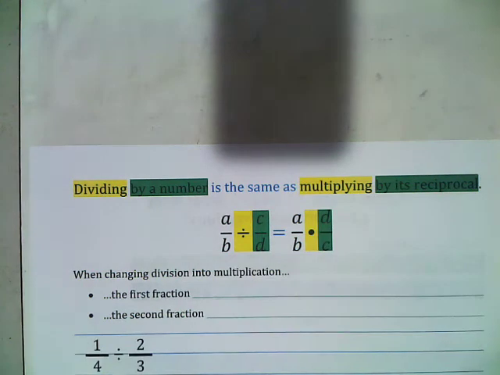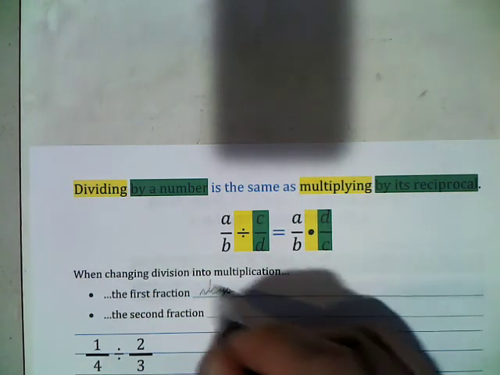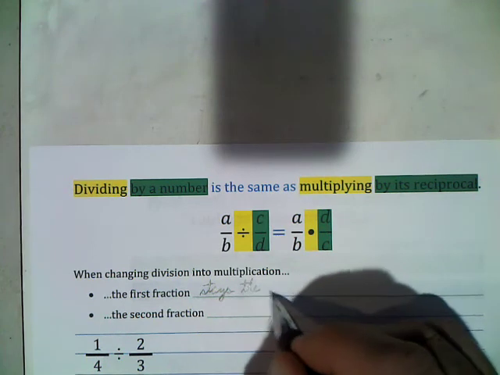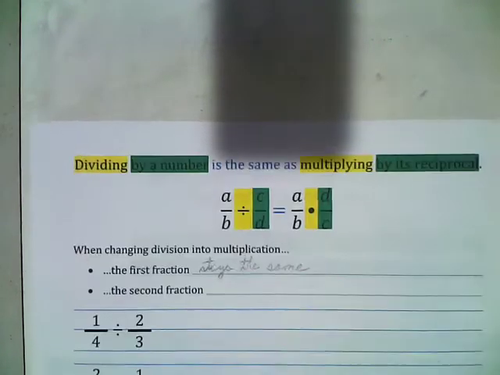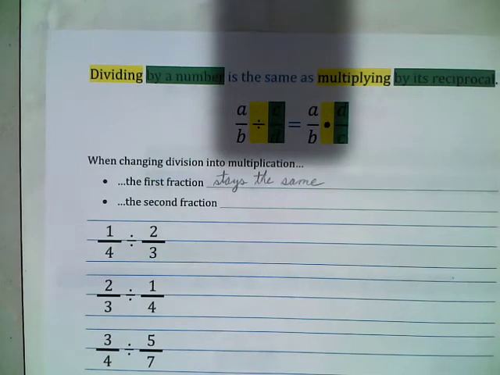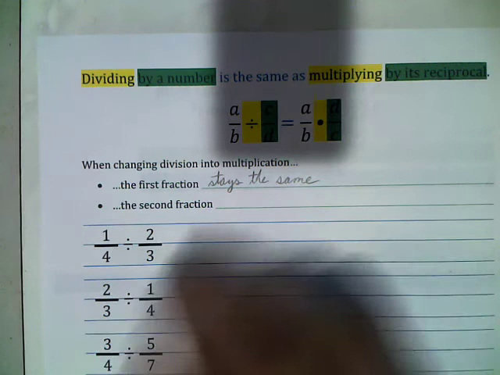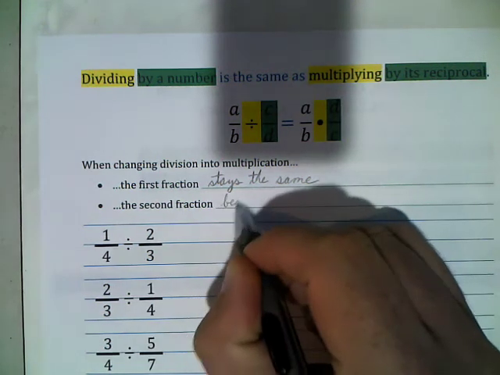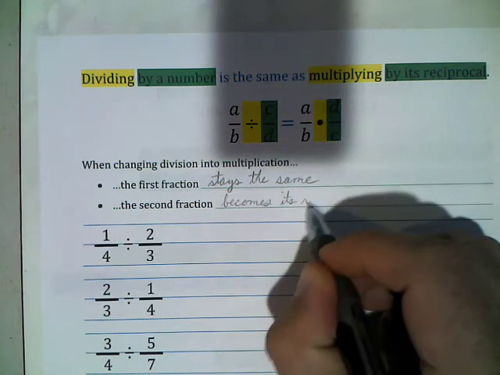Now the thing to notice here, ladies and gentlemen, is that the first fraction stays the same. When changing division into multiplication, the first fraction stays the same. It's never going to change. It's the second fraction, though. The second fraction becomes its reciprocal.